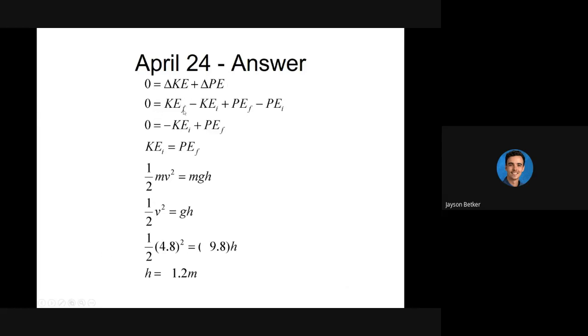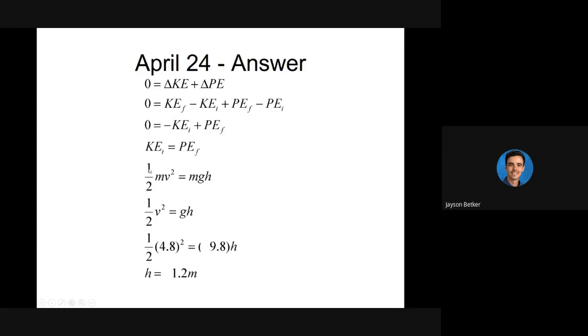Now, change in always means final minus initial. So that's what I've done here. And then we see that the final kinetic energy is 0 because it's not moving. And the initial potential energy is 0 because it has no height initially. So all of that kinetic energy gets converted into potential energy.